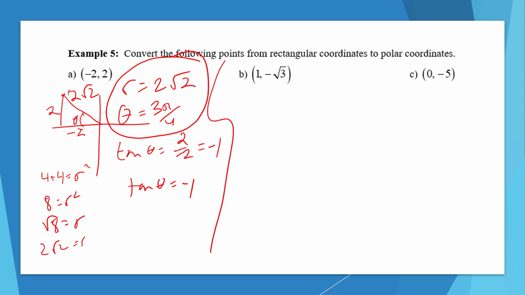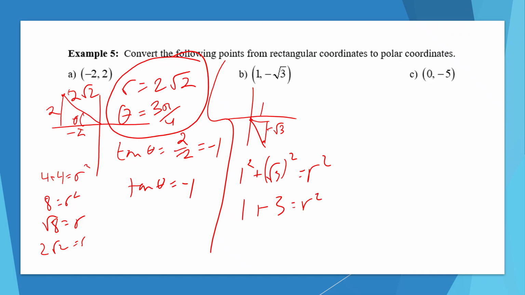B, taking a look here, we have 1 comma negative π over 3. So 1, negative π over 3. This should be 1 squared plus root 3 squared equals r squared. 1 plus 3 equals r squared. And so we should get 2 as our radius there. So 4 equals r squared. R equals only plus 2, not minus 2. Can't have a negative radius.